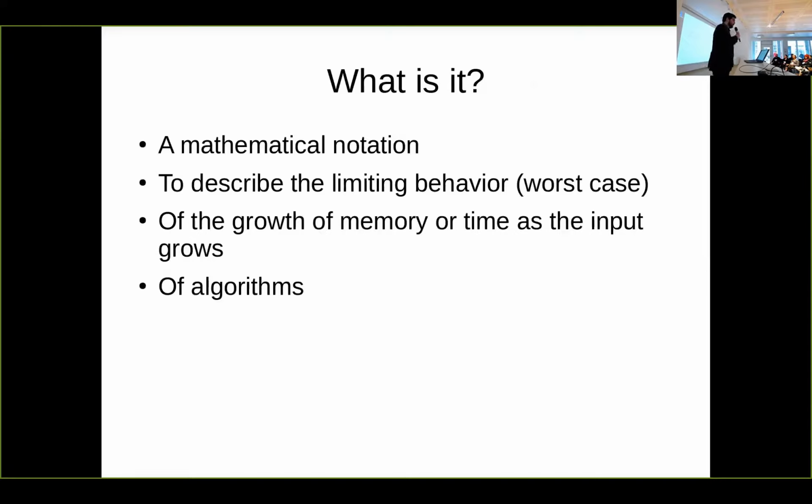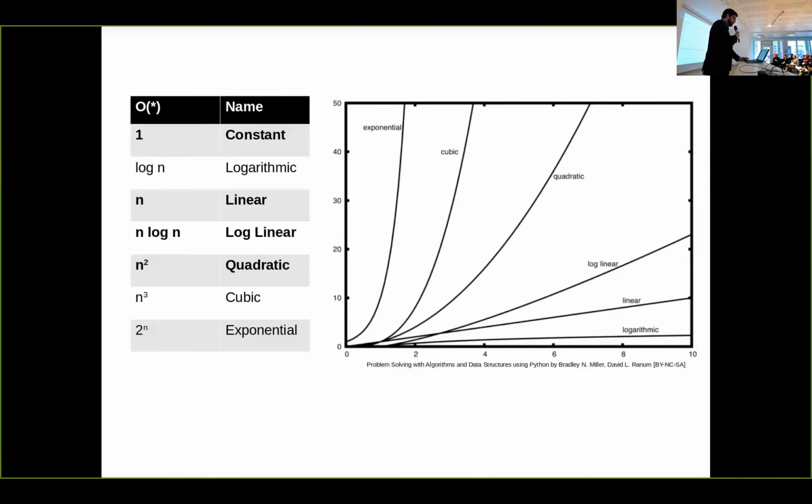The big explanation is, it's a mathematical notation to describe limiting behavior, which I translate into the worst case. It's not really what it means, but good enough for me. It describes how an algorithm grows in memory or in time as the input to it grows. A lot of words. So I thought let's look at some examples.